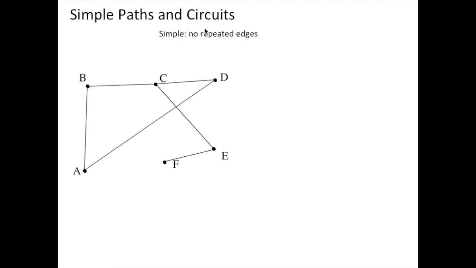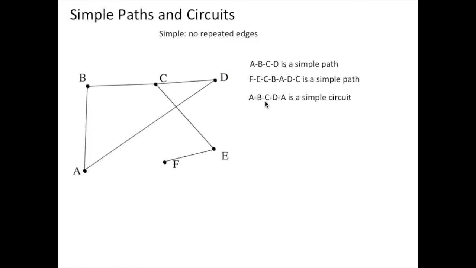Simple paths and circuits. A simple path is when you have no repeated edges. A lot of those paths we were doing before, we were going back and forth over the same edge. A simple path, no repeated edges. Makes it a little trickier. A, B, C, D is a simple path, from A to B to C to D. That's simple because we're not backtracking over the same edge. F to E to C to B to A to D and back to C is a simple path because we never went over the same edge twice.